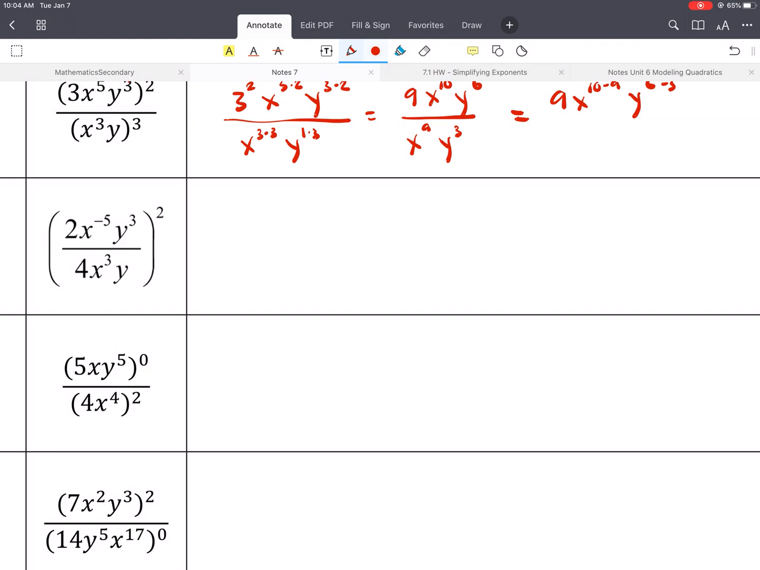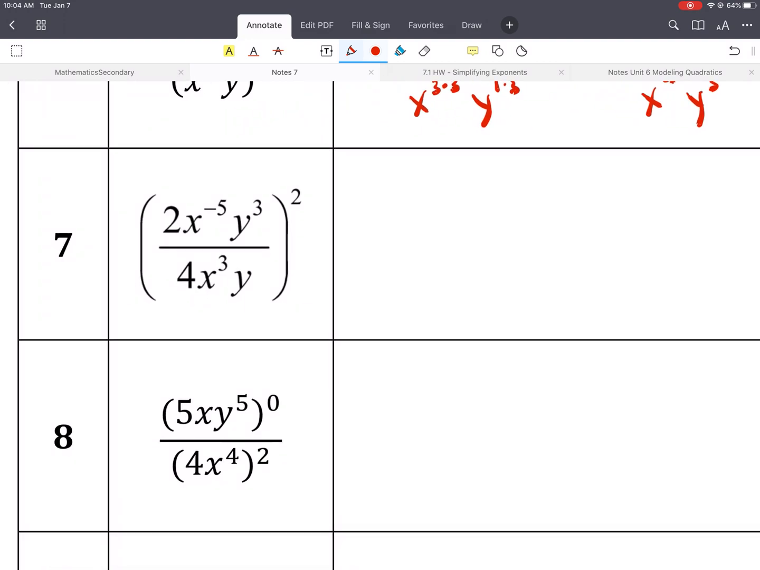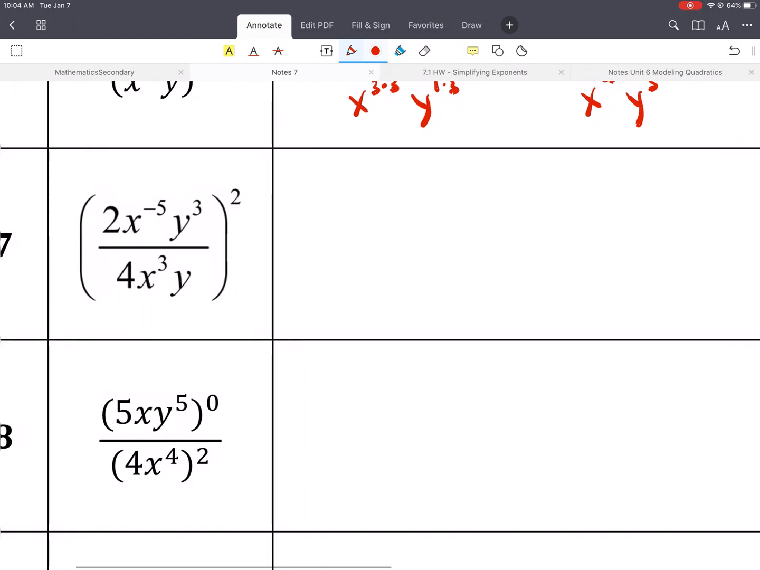All right, so I do it again. Again, since we're squaring this, everything is going to be squared. All right, so we distribute it to everything. Or we could evaluate what's inside. Maybe we should do that first. So again, like you said, it doesn't really matter what order you do it. You'll end up getting the same thing as long as you use the same rules. Okay, so let's simplify what's inside the parenthesis first.